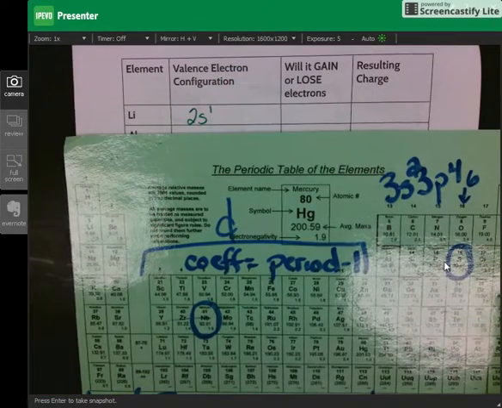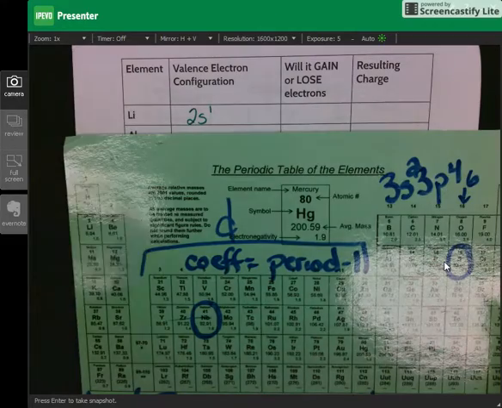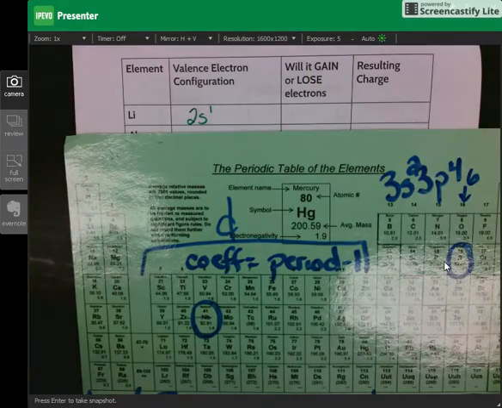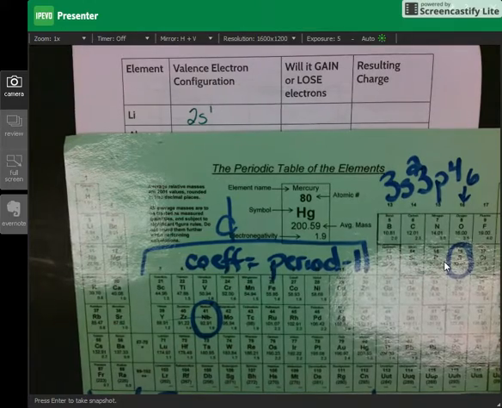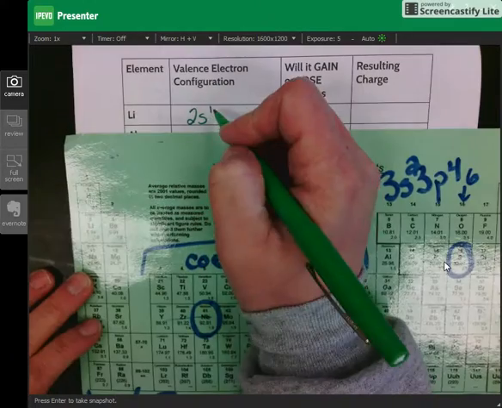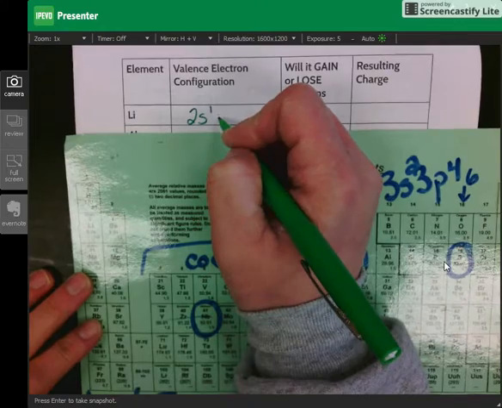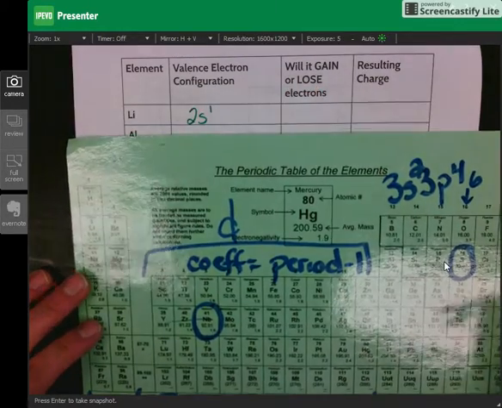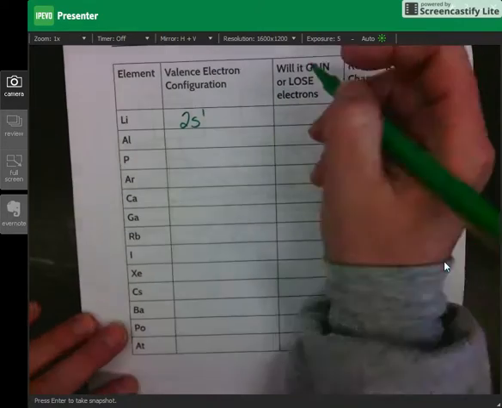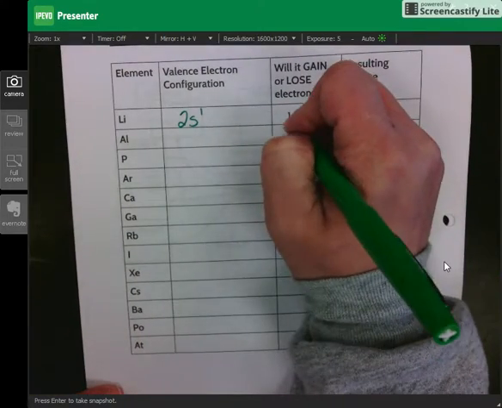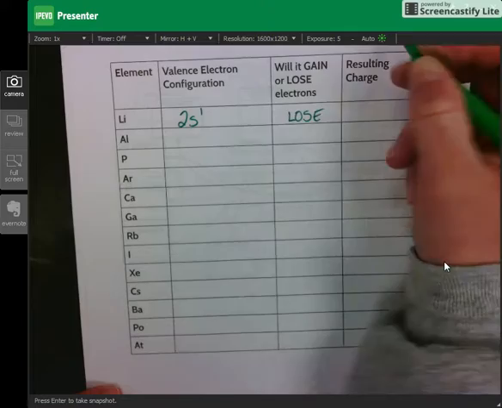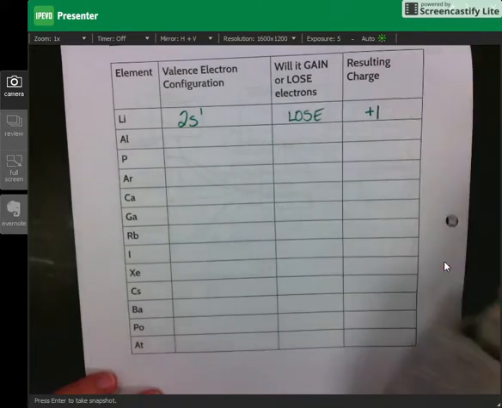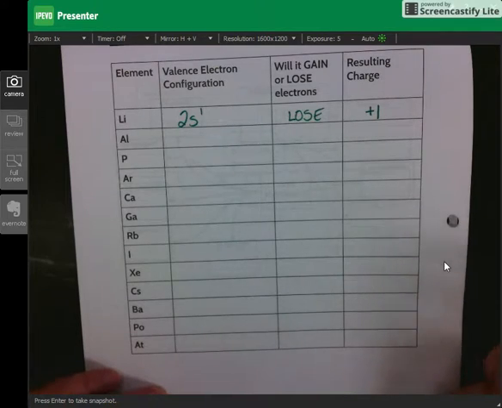Now, when we figure out who wants to gain or lose electrons, we have a choice. We always want to get 8 electrons. Okay, the magic number is 8. So it has a choice. It can either lose this one or gain 7. Why 7? Because 1 plus 7 is 8. So it's easier to actually lose one. So I'm going to lose the electron. And when I lose the electron, I become positive. So then the resulting charge would be plus 1.